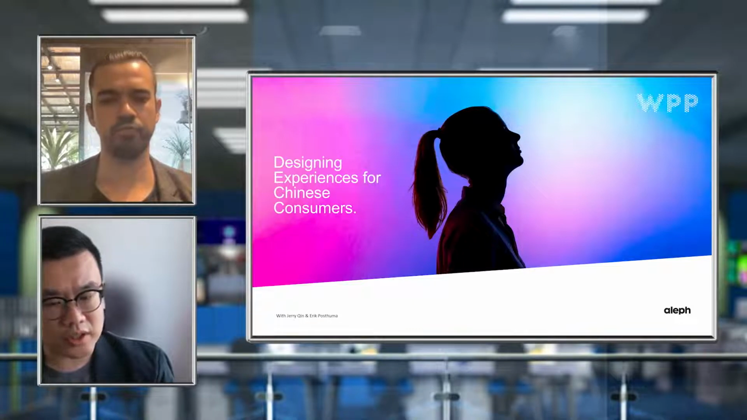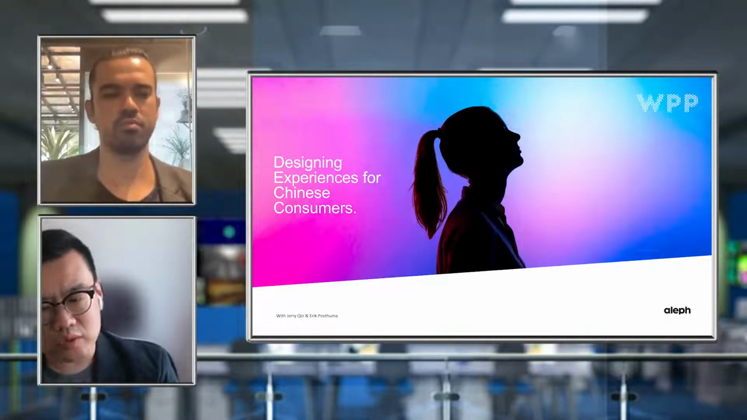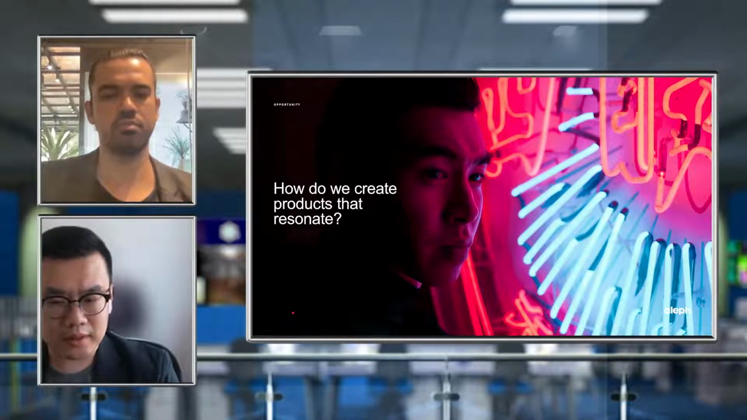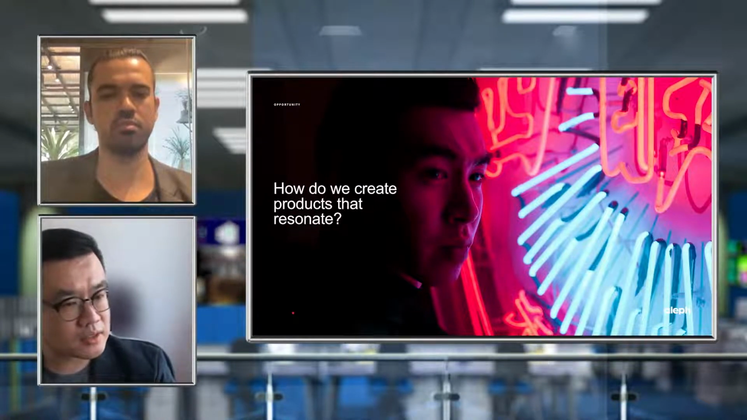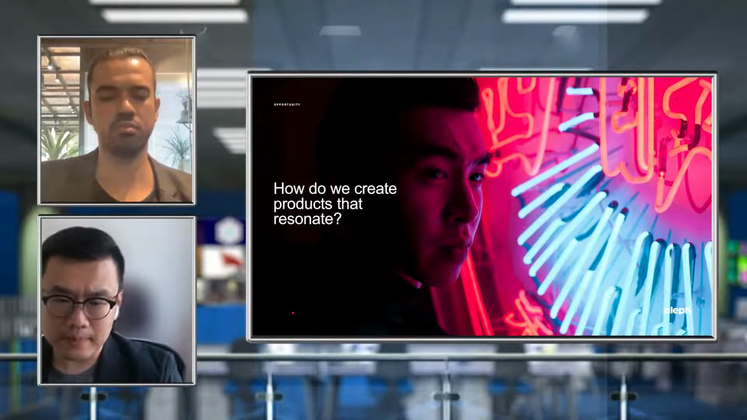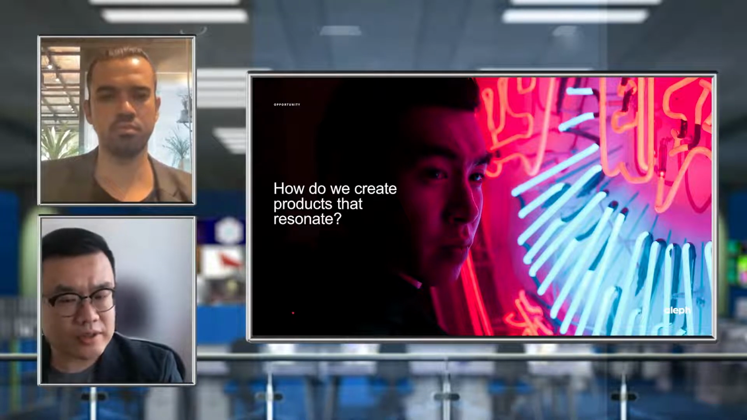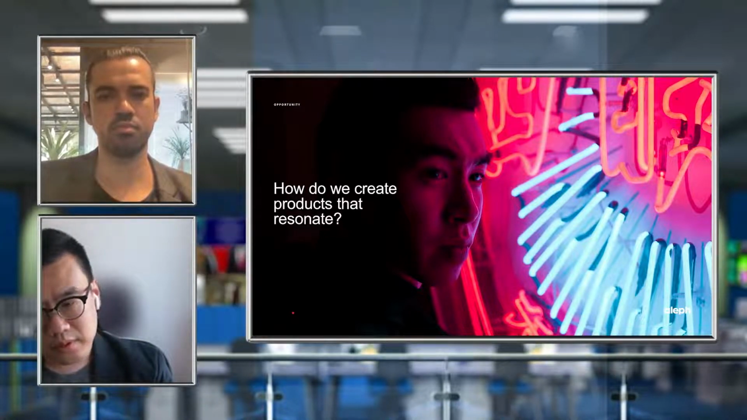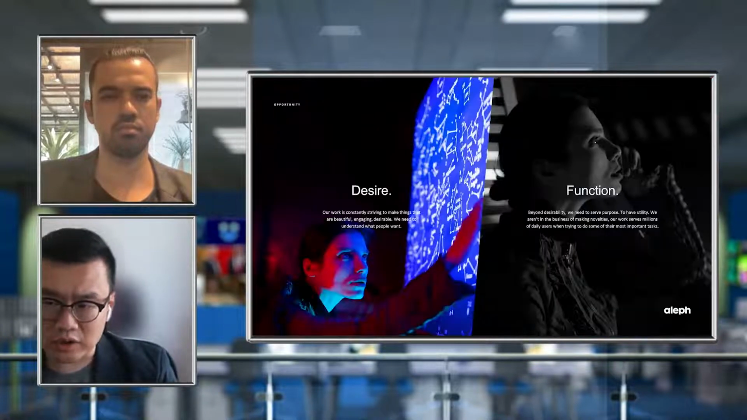But when we jump on a journey, the first question we ask is, how do we create a product that resonates with this group of people, this community? We actually define some principles before we start the journey. We call it desire versus function.